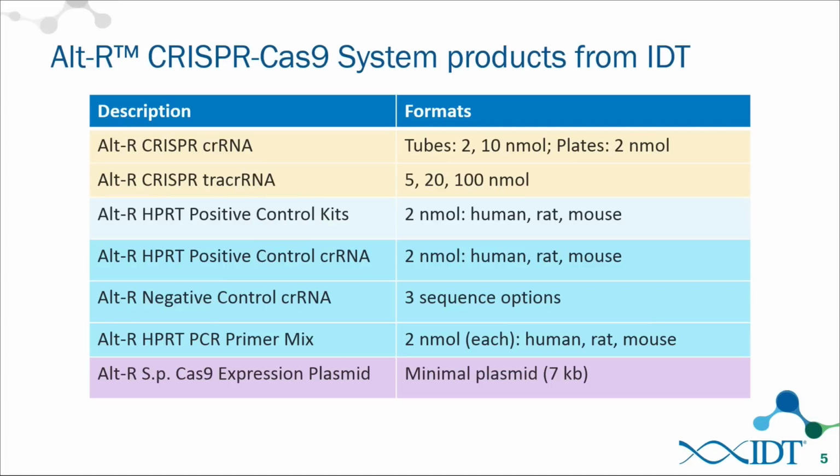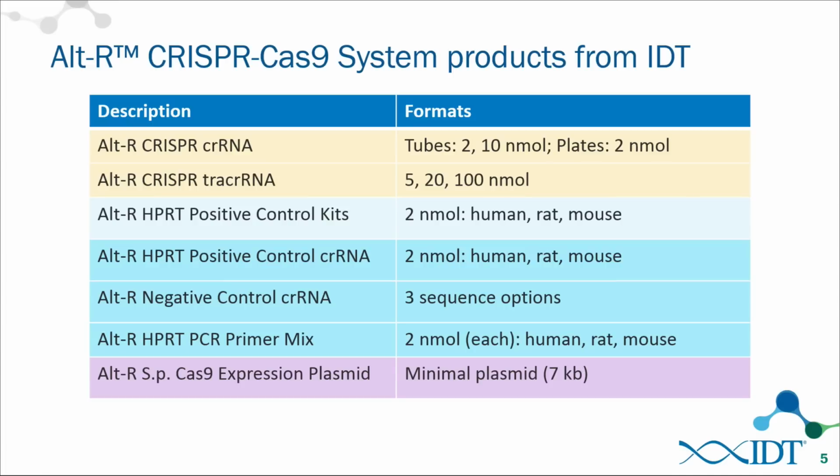The HPRT positives for human, rat, or mouse is the 2 nanomole CRISPR RNA. And we also have 3 sequence options for scrambled negative controls that have all been bioinformatically screened against human, rat, and mouse genomes so as to avoid off-target effects in any of those mammalian genomes. We also include, for the positive controls, the species-specific PCR primer mix for amplification of the target region within HPRT for the downstream detection of editing by a T7 assay.